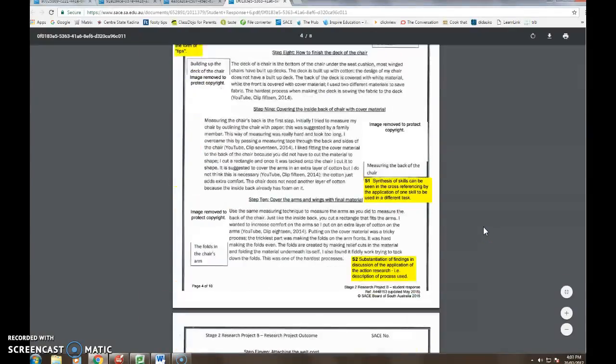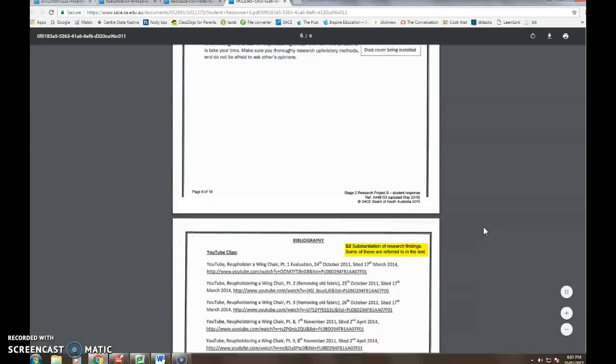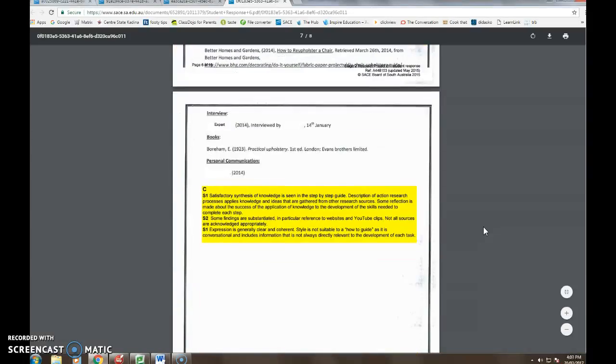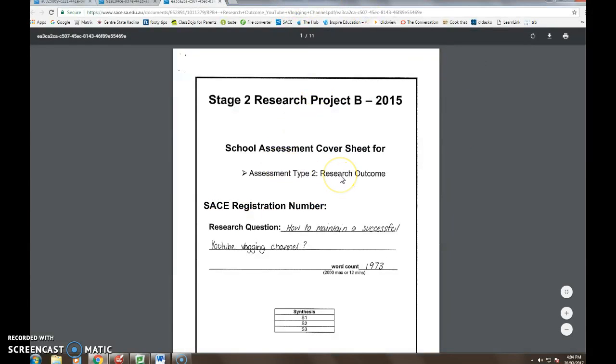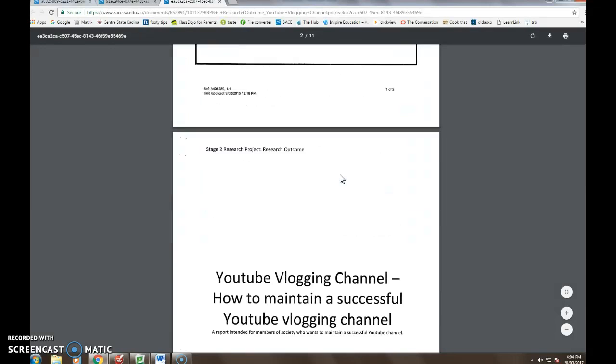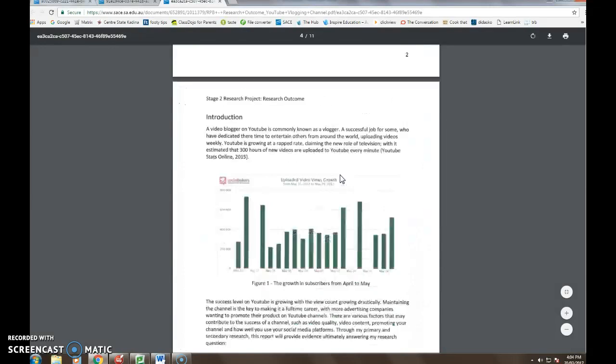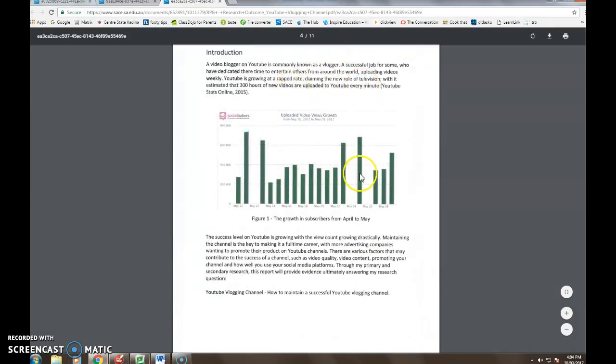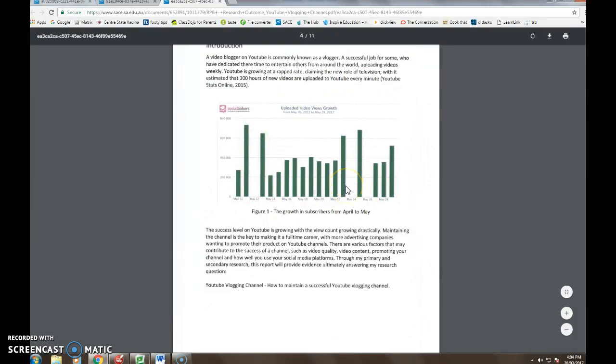For example, this is a C grade piece of work. The notes and the annotations explain why it was given the C grade. So they had a satisfactory synthesis of knowledge, some of the findings were substantiated, expression is generally clear and coherent, etc., etc. That's straight from the performance standards. Here's another one, how to maintain a successful YouTube vlogging channel. And again, this student has incorporated some graphs and things within their work.